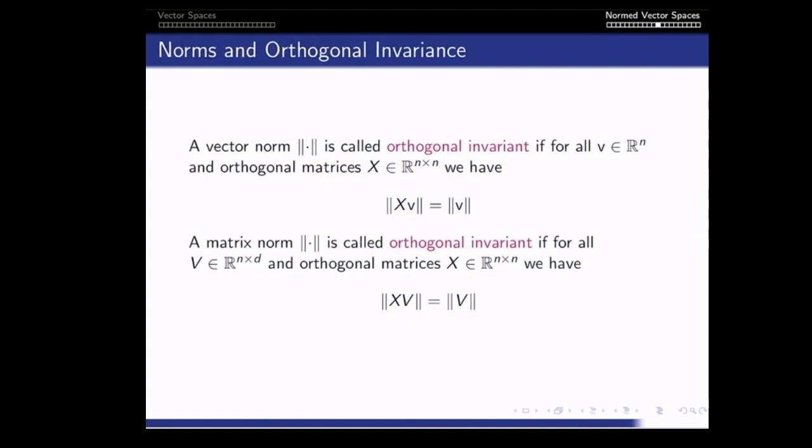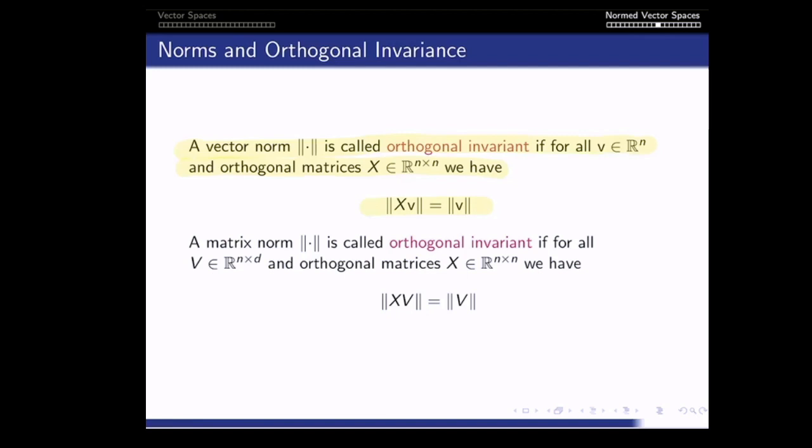Now, how do the norm and the orthogonal matrices relate to each other? A vector norm is called orthogonal invariant if for all vectors V in R to the power of n, and orthogonal matrices X, which are n times n dimensional, we have the following. So basically multiplying a vector with an orthogonal matrix does not change its length. And this is the case actually for most matrix norms. There is also an exercise in the accompanying math sheet where you can try to calculate this for yourself.